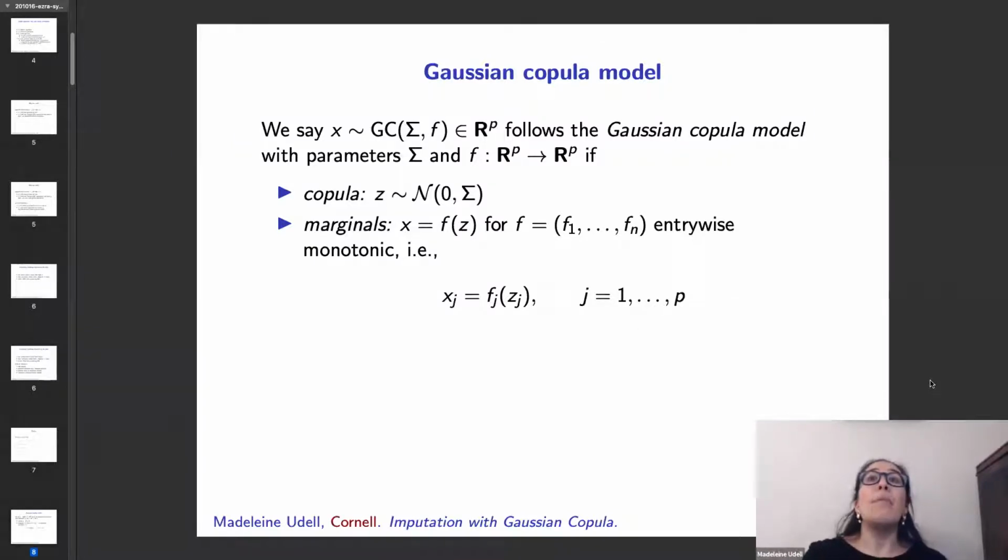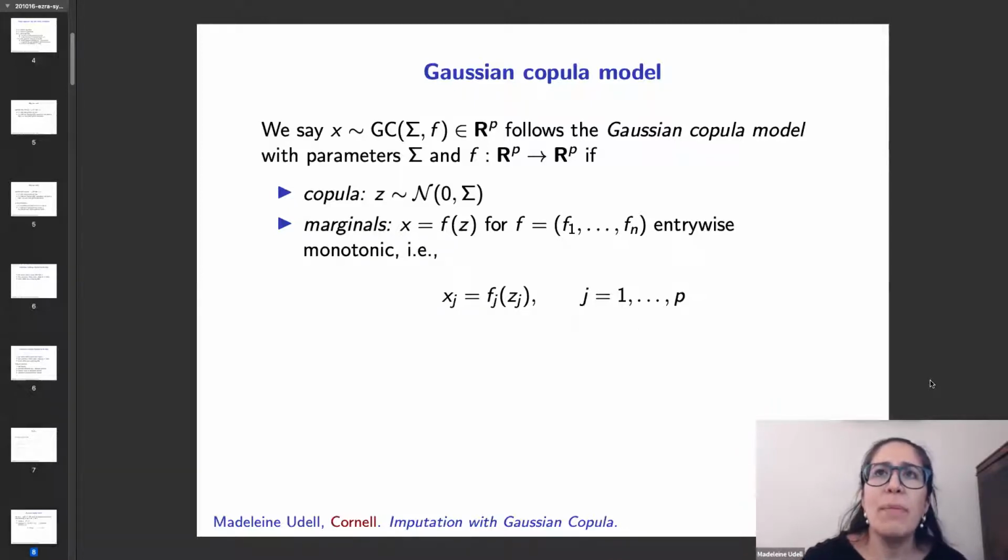Okay, so here's the formal definition. We're going to say that a random vector X follows the Gaussian Copula model with correlation matrix sigma and marginals F if there is some latent vector Z that's a normal random vector with mean 0 and correlation sigma. So correlation matrix, not covariance matrix, okay? The diagonal of sigma is 1. And X is generated by running that Gaussian random vector Z through a marginal map.